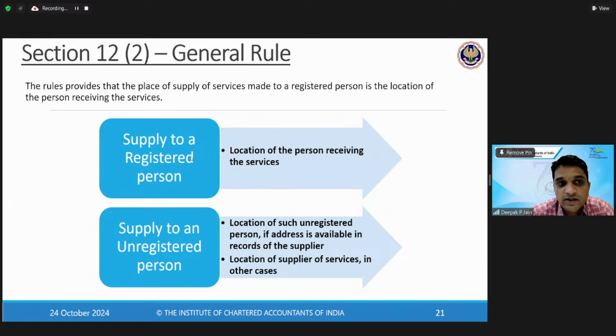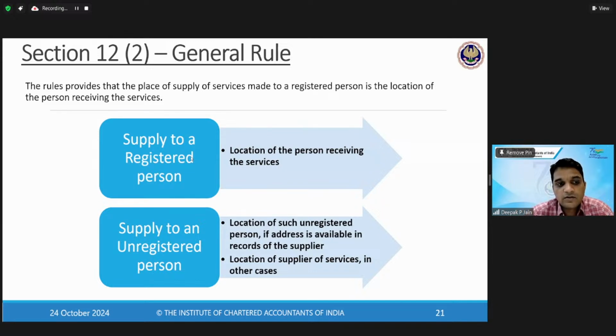Are you clear with 12.2? Because 12.2 is the main important rule, because if those 11 rules don't apply, then we will have to apply 12.2 itself. Now, let me give you an example.